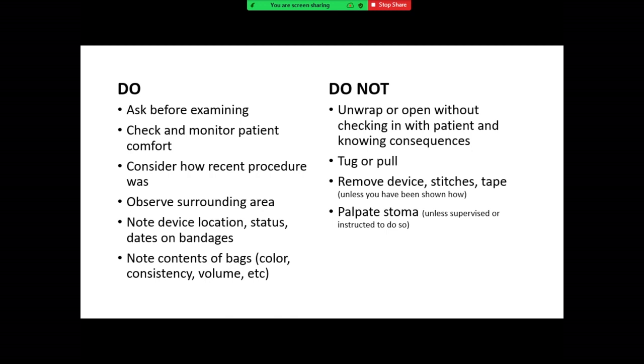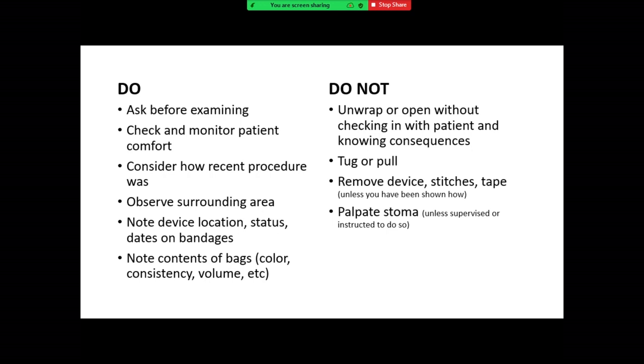Do ask before examining, kind of standard. You already do that for patients. It's always good to ask. Check and monitor for patient comfort. If you need to adjust where a tube is, like the JP drain, or you need to move a Foley so you can look at the skin or something in a different area, ask the patient, make sure they're still comfortable. They live with these or have them for a while. They'll know what works, what doesn't work, what hurts, what doesn't.